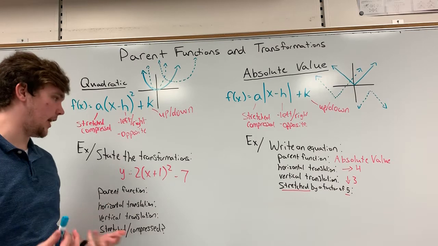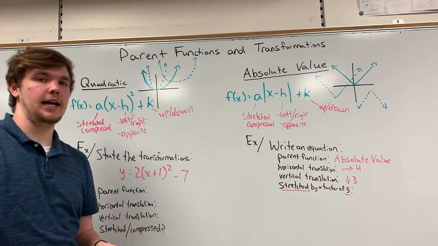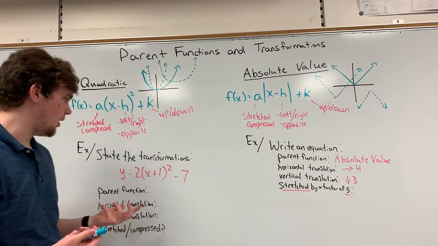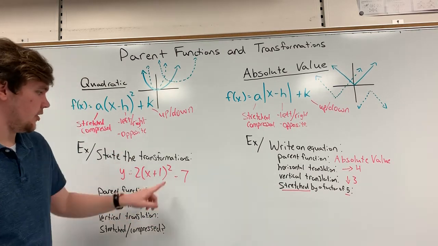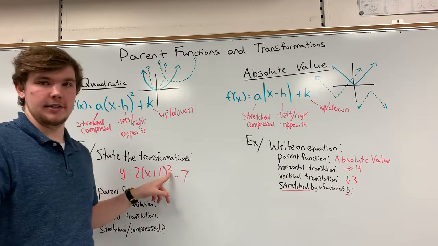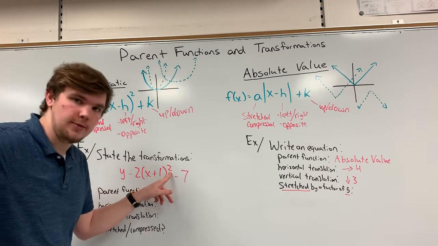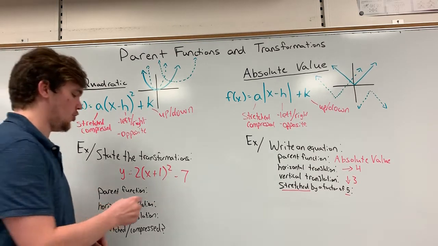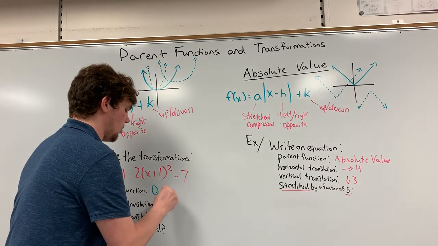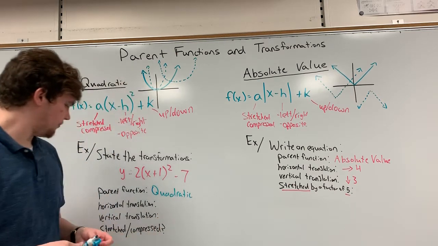Okay, well, first of all, I've got to recognize, is this an absolute value function or is it a quadratic function? The number one way, and really the only way to determine that, is just to look: is there a square or is there not a square? And here I can see there is a square, there are no absolute value bars, so right away I know this must be a quadratic function. I'll just write quadratic.